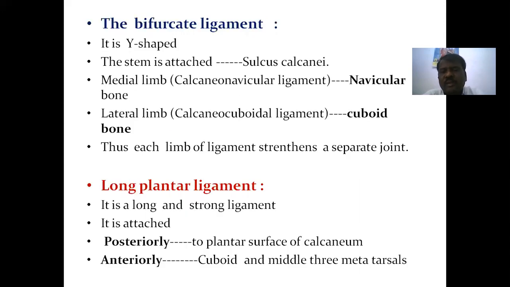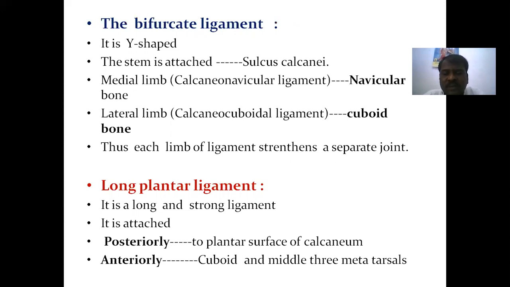See, the bifurcate ligament. What is it? It looks like a Y-shaped ligament. The stem of this Y-shaped bifurcate ligament is attached to the sulcus calcanei, whereas the medial limb anteriorly reaches the navicular bone, and the lateral limb of this ligament reaches the cuboid bone. That's why it looks like a Y-shaped bifurcate ligament.